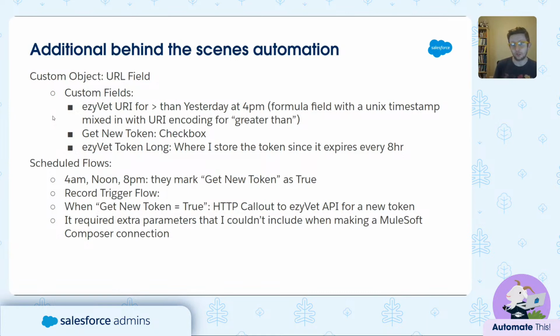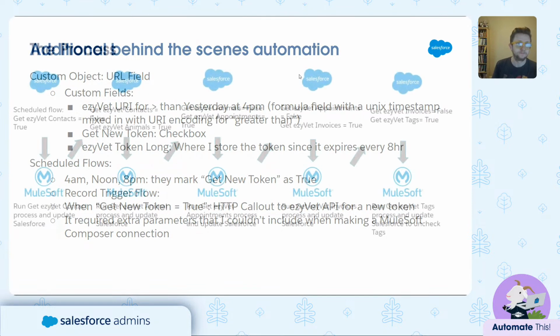I have a get new token checkbox, and then a long text field where I stash the token for EasyVet because it expires every 8 hours. I then also have scheduled flows that run every 8 hours to get a new token from EasyVet. So that way, no matter if I wanted to run something manually, which I have to do sometimes if a process fails, or if it's the standard 4 p.m. process that runs, it will always have a fresh token that is available to be pulled into MuleSoft.